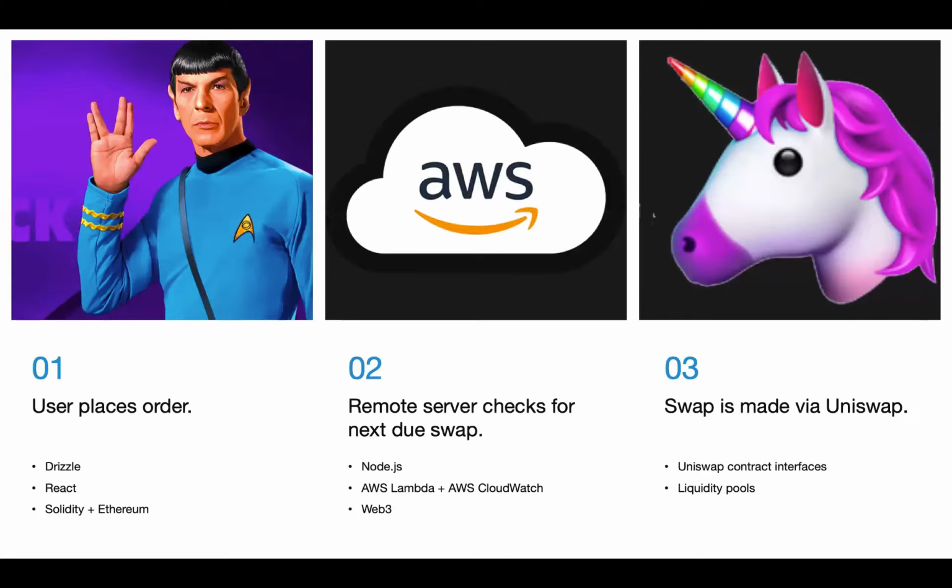So there's a 3-step process in the way that VulcanSwap handles its order book. The first step is that the user places an order, and they place this order on a website built on Drizzle and React, and then the order that they place is stored on the Ethereum blockchain. And next, a node script deployed on AWS serverless is loaded with an Ethereum wallet, and it sends a transaction to the smart contract to check if swaps are due. This kind of simulates a cron job, which isn't available natively in the Ethereum EVM.